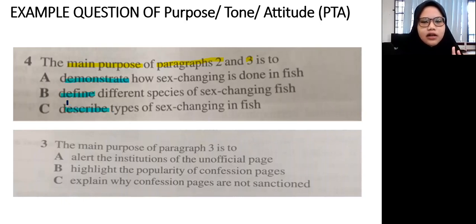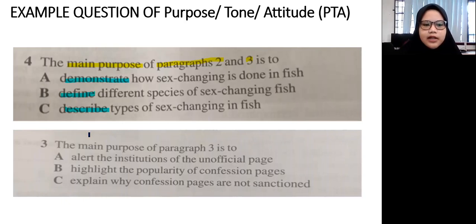These three words have different meanings, and it is a must for you to know the meaning of each single word. So in the passage, you need to find the word that may match the words in the answer options. So demonstrating, define, or describing.